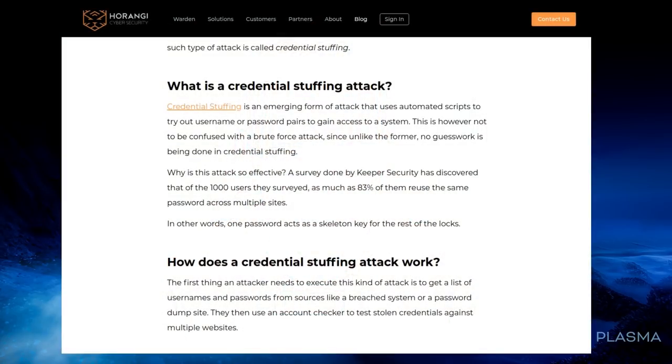It stops a form of attack called credential stuffing. Credential stuffing is an emerging form of attack that uses automated scripts to try out username and password pairs to gain access to a system. This is not to be confused with a brute force attack, since unlike the latter, no guesswork is being done in credential stuffing. And the attack is extremely effective because about 83% of people surveyed use the same password across multiple sites. In other words, one password acts as a skeleton key for the rest of the locks.